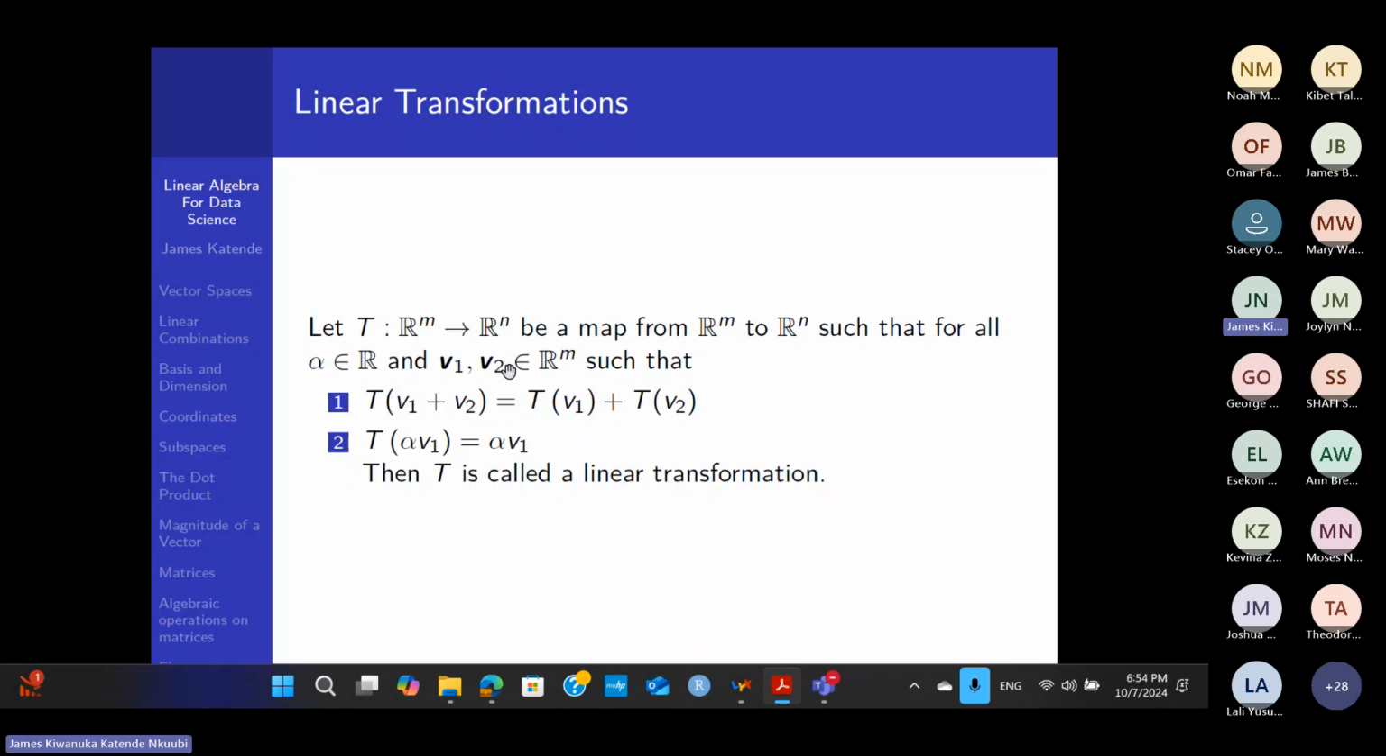So this map from Rm to Rn will be called a linear transformation if it satisfies these two properties. In other words, the image of the sum of two vectors is the same as the sum of the images of the individual vectors, and the image of a scalar multiple of a vector: there's something missing here, this should be T of V1. So T of alpha V1 should be alpha T of V1. Basically, the image of a scalar multiple of a vector will be equal to the same scalar multiple of the image of the vector itself. There's a missing T here: T acting on V1.